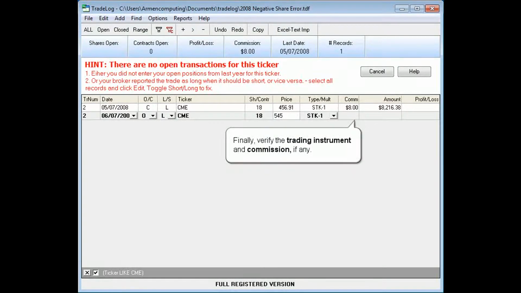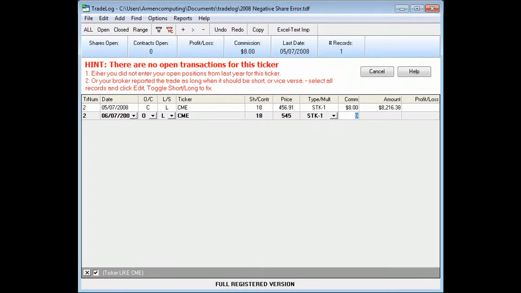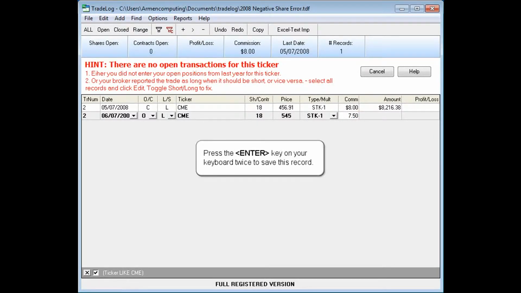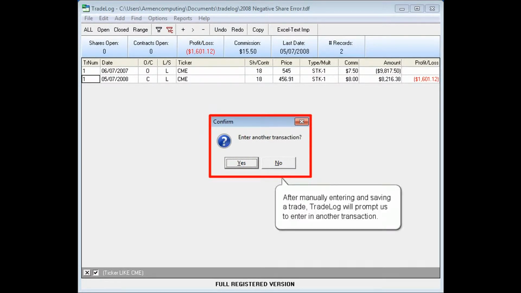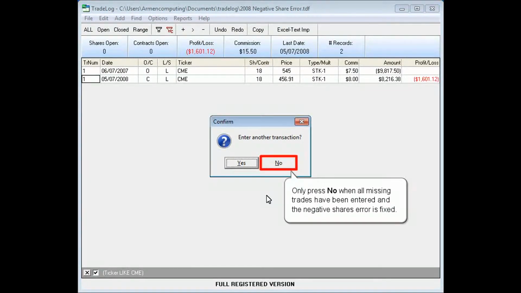Finally, verify the trading instrument and commission, if any. Press the Enter key on your keyboard twice to save this record. Click Yes to save your changes. After manually entering and saving a trade, TradeLog will prompt us to enter in another transaction. Only press No when all missing trades have been entered and the negative share error is fixed.